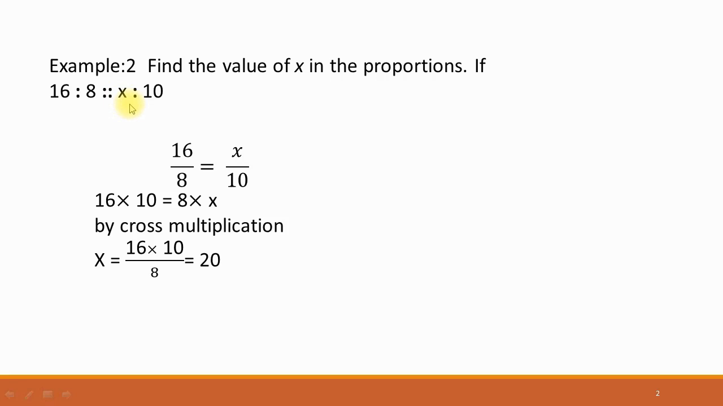So dear students, when we solve a proportion problem, first of all note that proportion means two ratios are equal, and 16 ratio 8 can be written as 16 by 8. So x ratio 10 is also written as x by 10. Now to find the value of x by cross multiplication, 16 multiplied by 10 is equal to 8 multiplied by x, and dividing both sides by 8 and after simplifications, we obtain in this proportion that the value of x is 20.